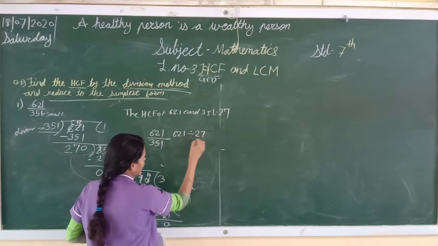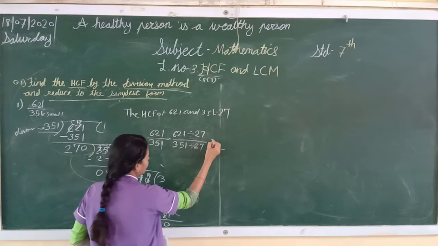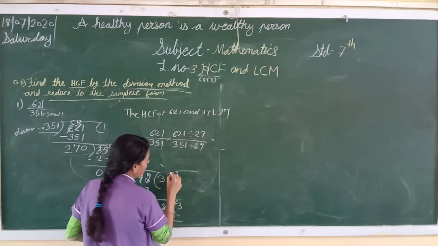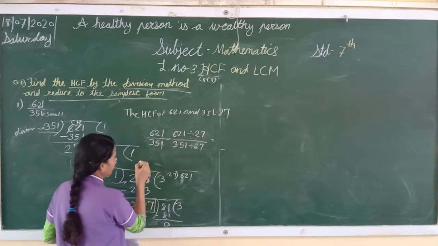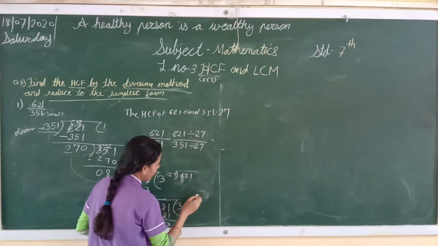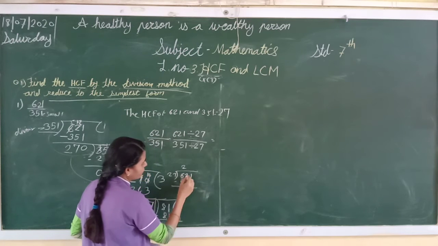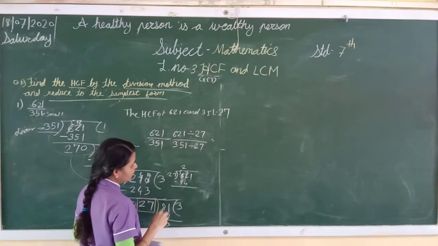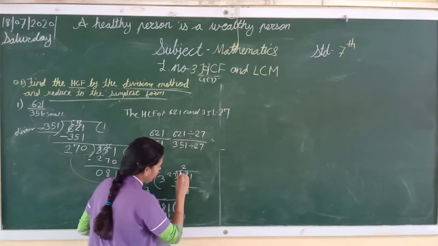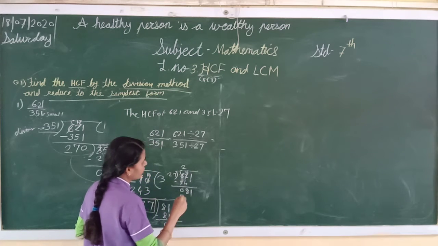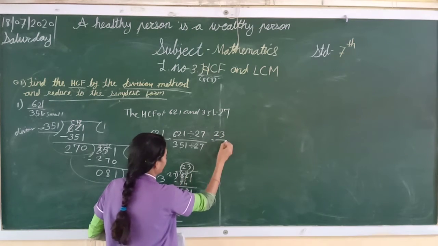621 divided by 27, 351 divided by 27. Now students, do the rough work. 27 into 621. We know 27 twos are 54. 6 minus 5, 12 minus 4, 8. 5 minus 5, 0. This one, 27 3 is 81. So 23. Again we will divide.